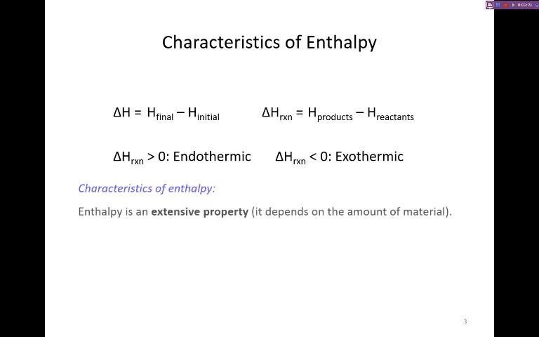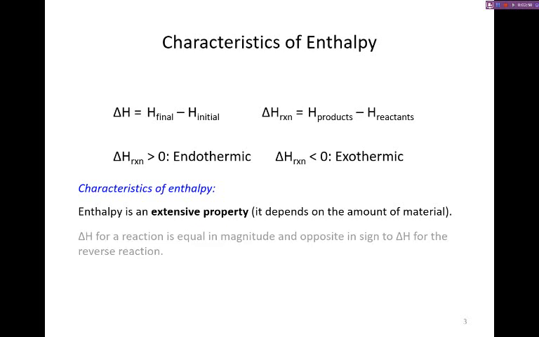And there are three characteristics of enthalpy that we need to point out. One is that it's an extensive property, or in other words, it depends on the amount of material. So if you're doing a chemical reaction, and let's say that we're blowing up a hydrogen balloon, if you have one balloon, then it's going to give off a certain amount of heat. And if you have two balloons, then it will give off approximately twice as much heat. So it depends on how much of your reactants you have.